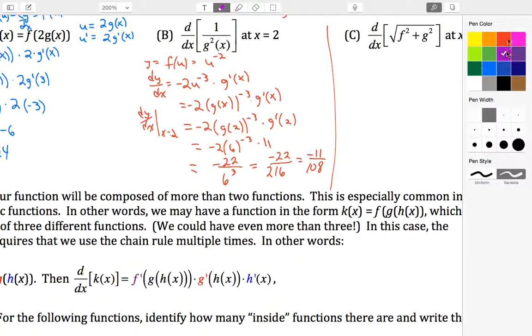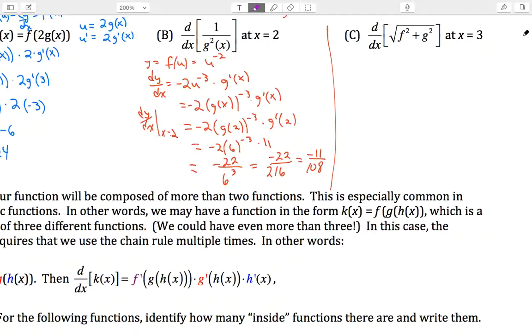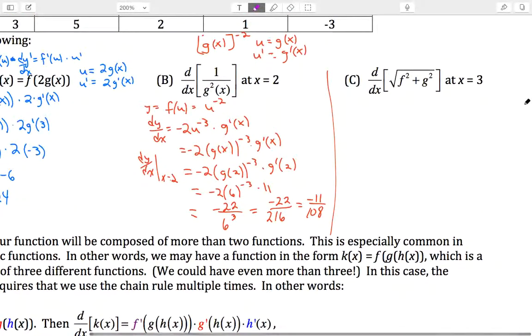Let's do purples. I didn't get that one. This one? Yeah, because I saw you wrote 2f times f prime. I didn't get where that came from. Because it's chain inside of a chain. Okay, so let's work it out. First of all, let's rewrite this. This is actually going to be d dx of f squared plus g squared to the 1/2.